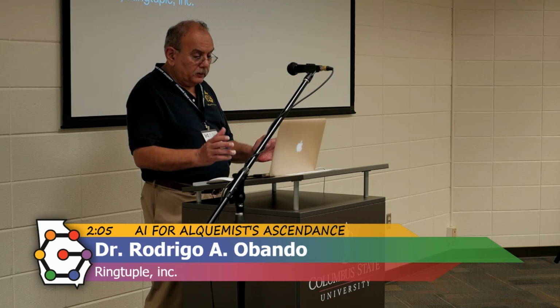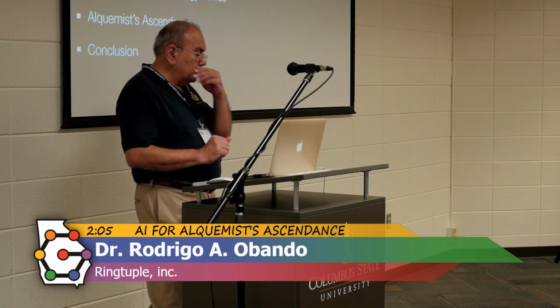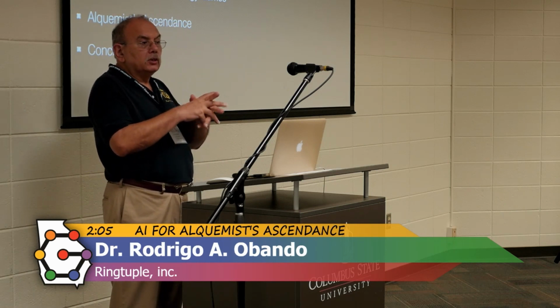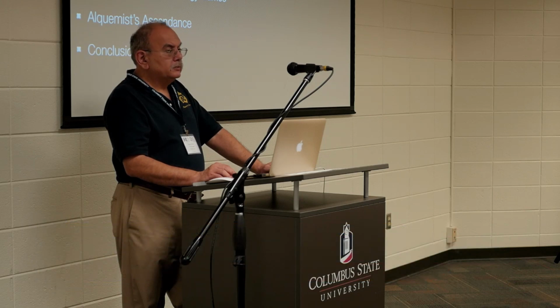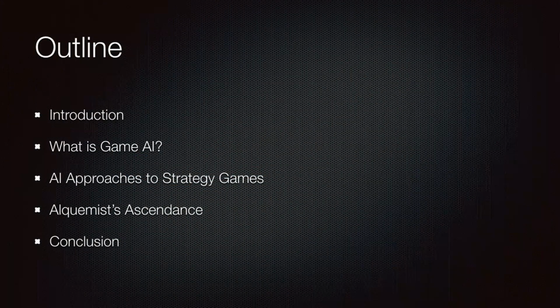So welcome to this talk, and I want to give you an outline. We have the introduction, where we're going to talk briefly about what I'm going to talk about. I want to give a few sentences to define what game AI is. What is it that we call game AI? It's not the same as artificial intelligence in general, or anything like deep learning that we hear so much about. Also, we'll talk about AI approaches to strategy games, because Alquemist Ascendance is a strategy game. Then I'm going to talk about how I approached Alquemist Ascendance, and why I took the approach that I did to solve the problem of providing an AI opponent in the game. And then just a very brief conclusion, and some questions.